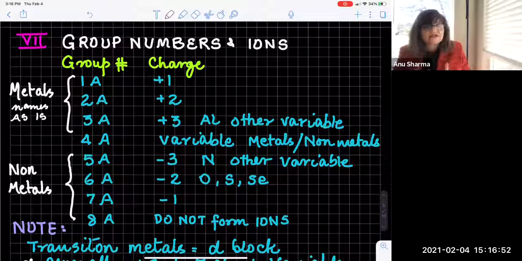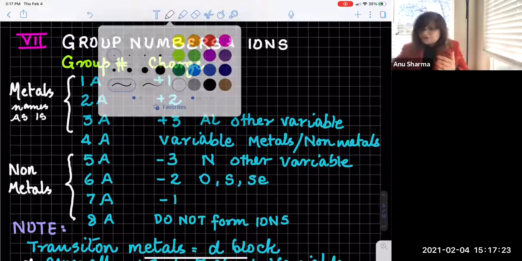And here, as you can see on the screen, is a review from one of our previous lectures, where we said how group number and charges are related. So group 1A, all the elements in group 1A will have +1 charge. Elements in group 2A, +2 charge. 3A, +3 charge, that is for aluminum, and the others are variable. Group 4A is a mixture of metals and non-metals, so therefore the charges are going to vary.